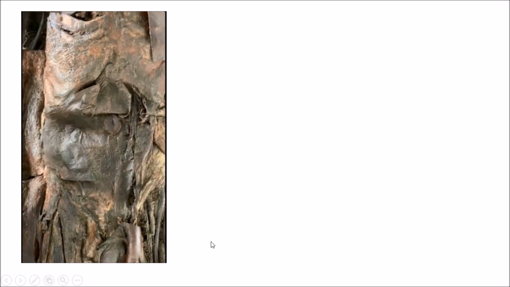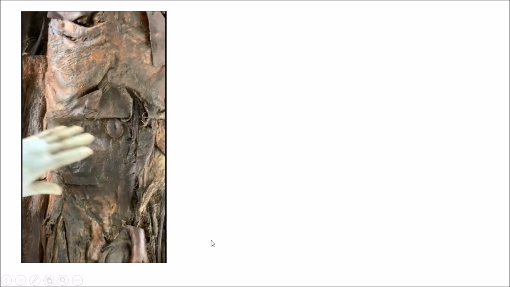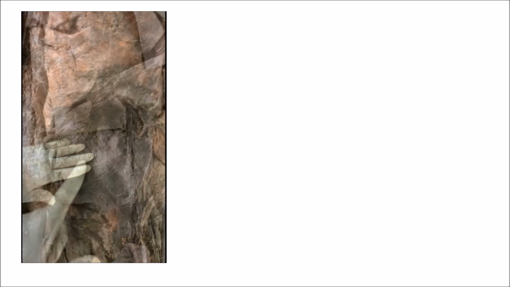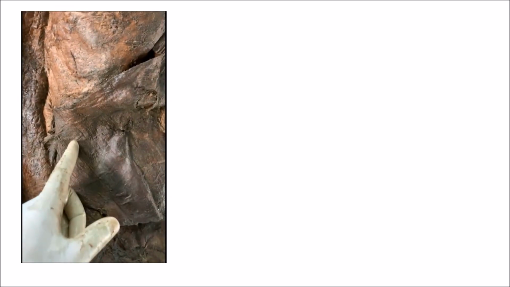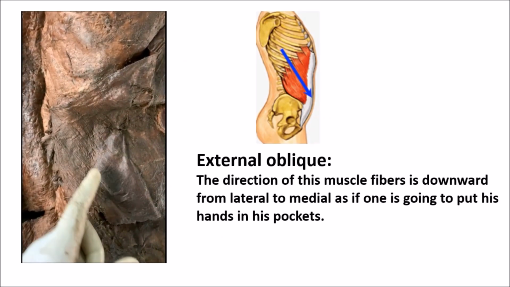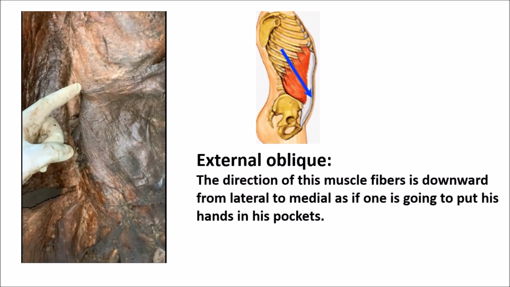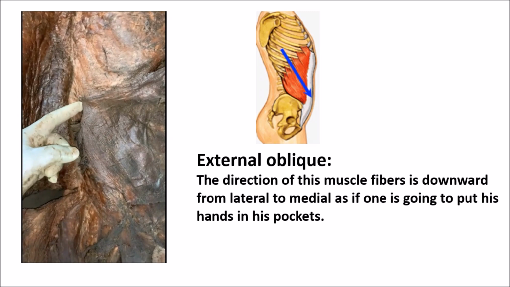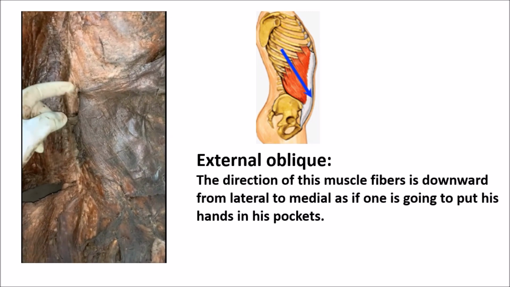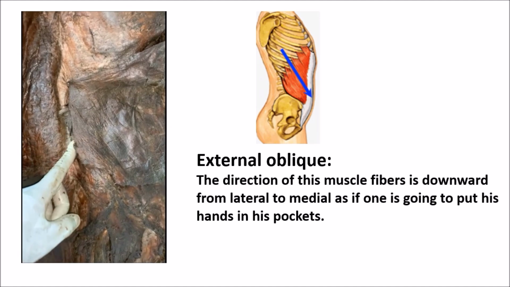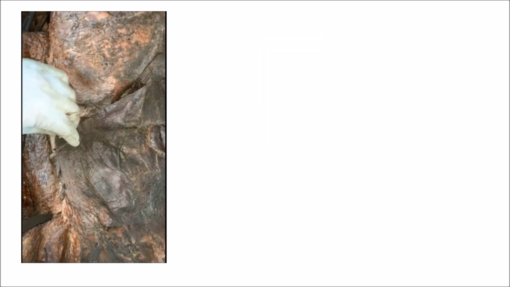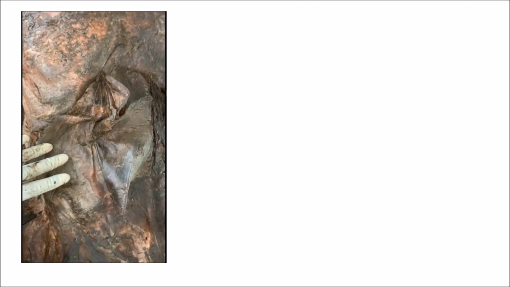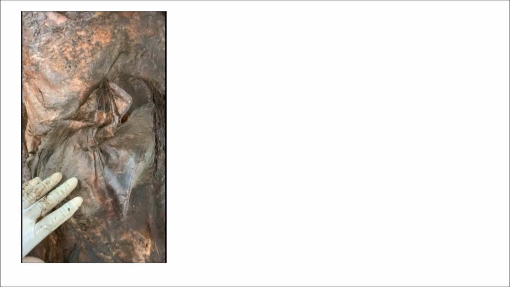Now, after reflecting the skin and superficial fascia, this is the external oblique and its aponeurosis. See the direction of the muscle fibers of the external oblique: downward from lateral to medial. Now we cut the external oblique muscle laterally, approximately along the mid-axillary line from the costal margin to the iliac crest. Then we reflect the external oblique muscle medially and now the internal oblique muscle is exposed.